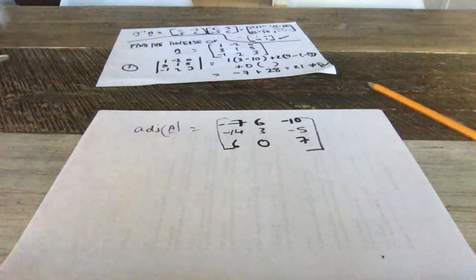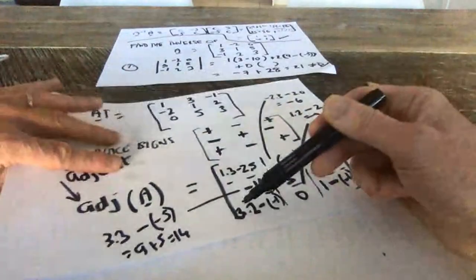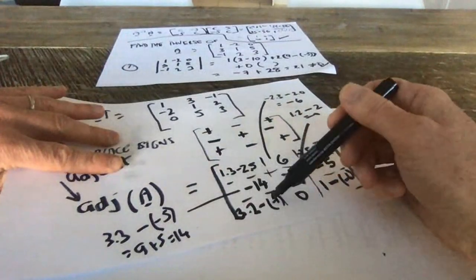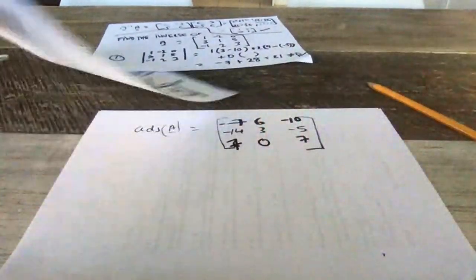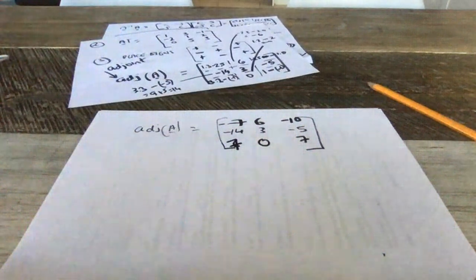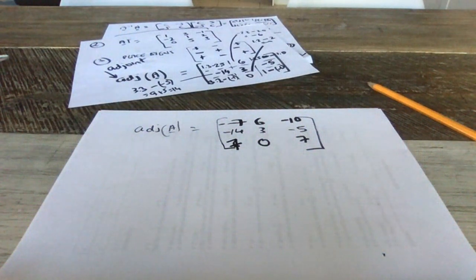Actually, folks, I don't think that's right. This entry here, look, it's 3 by 2, which is 6, and 6 plus 1 is 7. So that's 7. So that's the adjoint matrix. We've calculated the adjoint matrix.